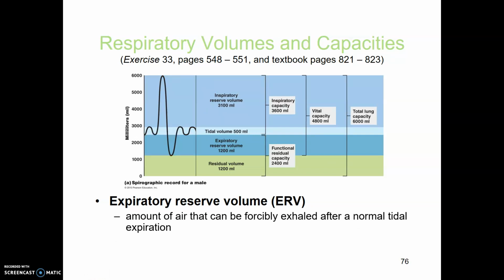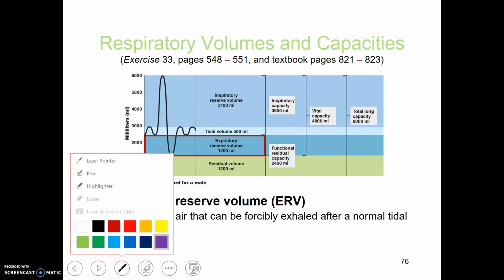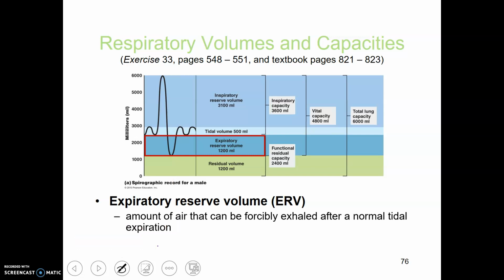Then, after you've taken this big breath in, now you have this big breath out. Your expiratory reserve volume is going to be the maximum amount of air that you're exhaling after a normal tidal expiration. So that means, let's go ahead and take a deep breath in, take a deep breath out, and now as you're exhaling, try and force any extra air out that you can.